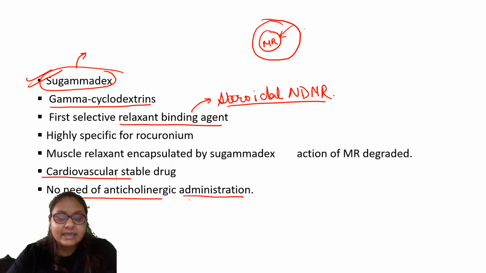Sugamadex is a gamma cyclodextrin, and it encapsulates the steroidal muscle relaxant and therefore degrades it. So it is specific for the steroidal muscle relaxants, which are rocuronium and vecuronium.